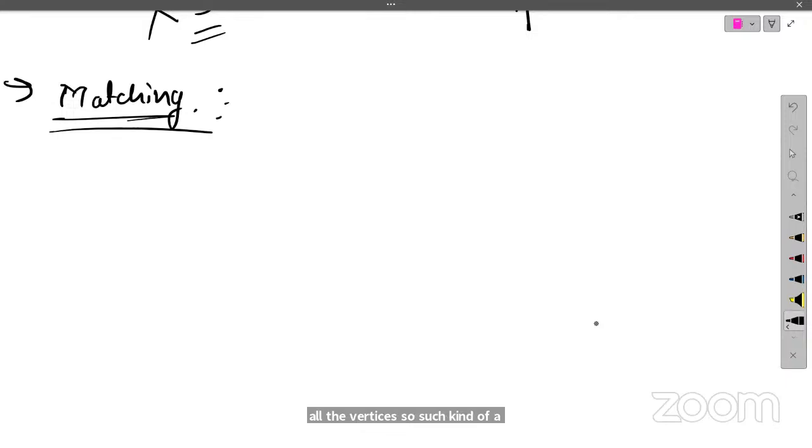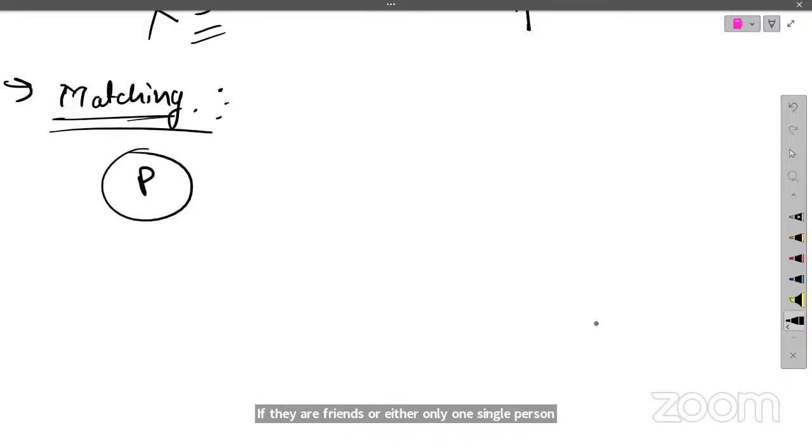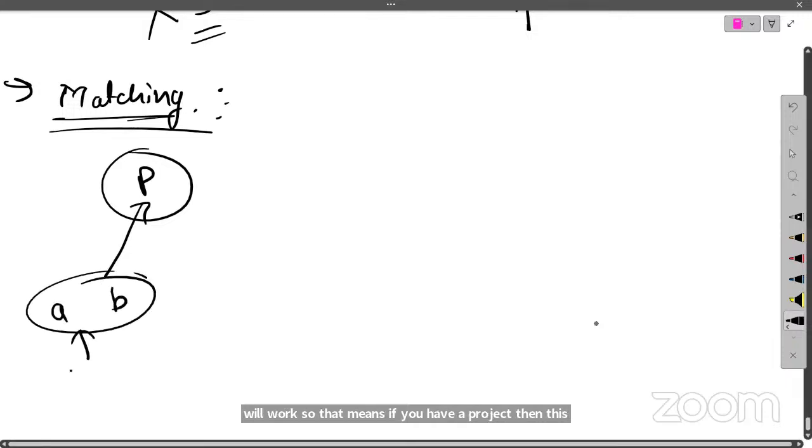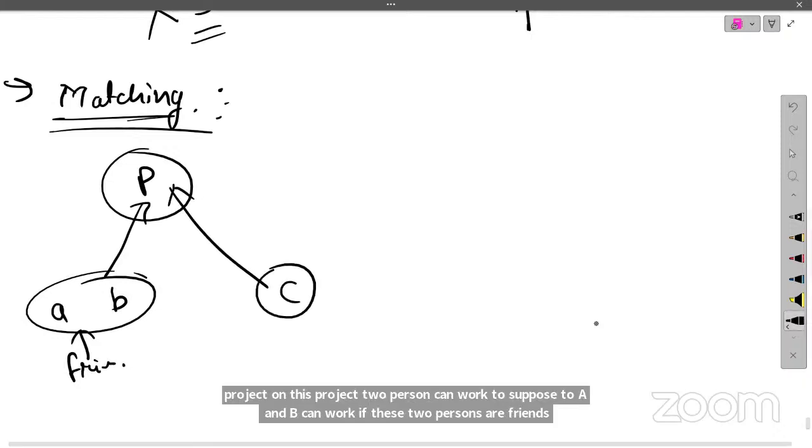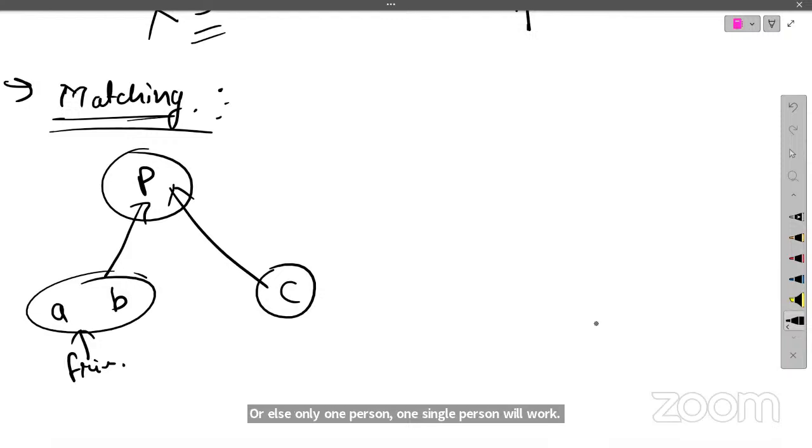So let's define it formally. The intuition of matching is, suppose you are in your classroom. In that classroom, someone gives you a project, and the condition of the project is that either two persons can work on it if they are friends, or only one single person will work. So two persons A and B can work if they are friends. It is not the case that two persons work on a project and they are not friends.